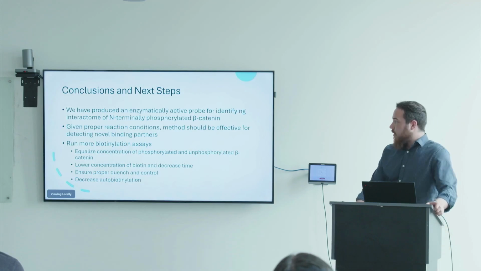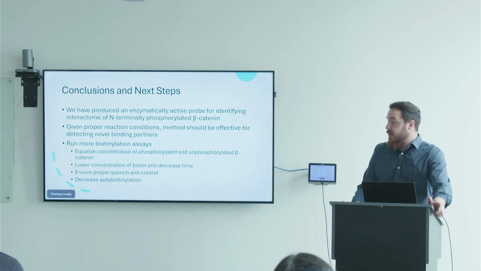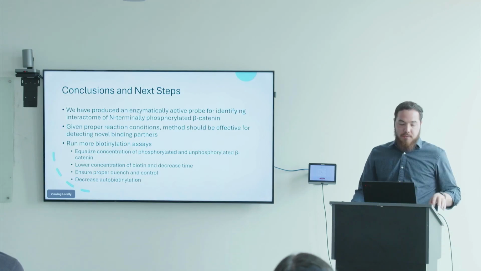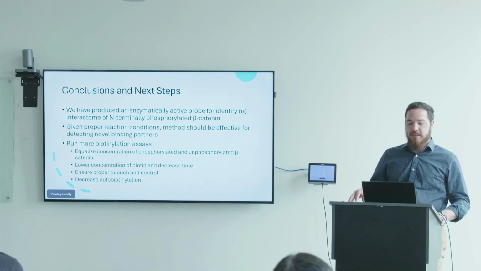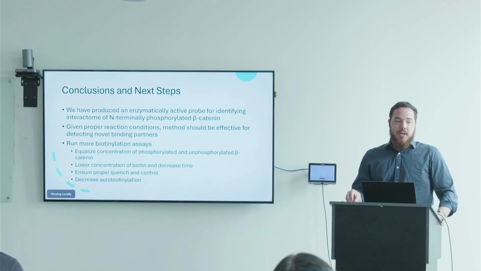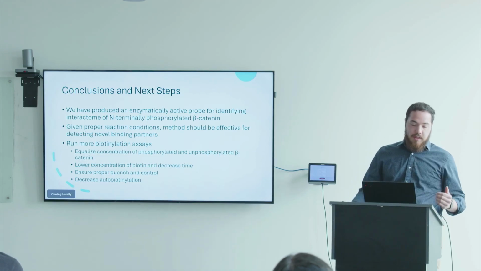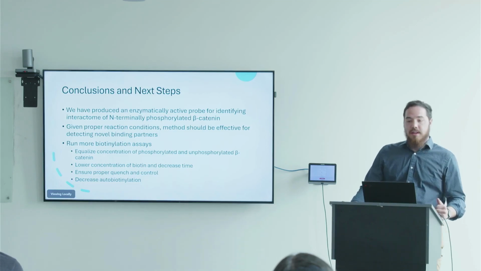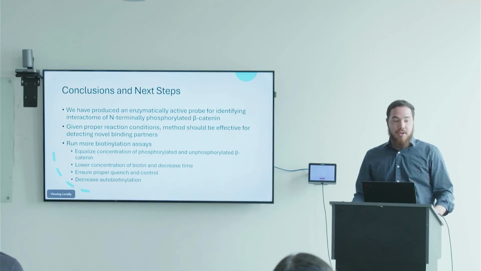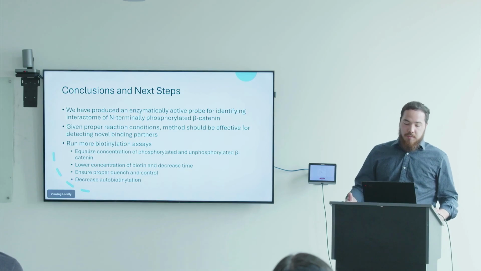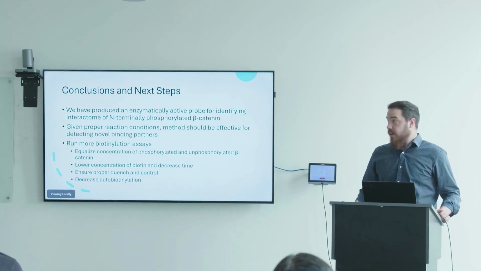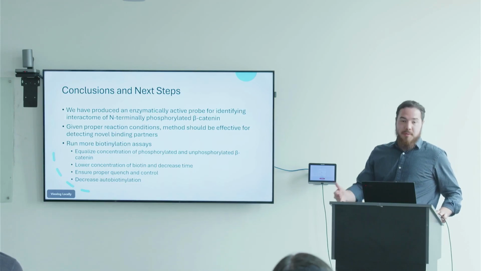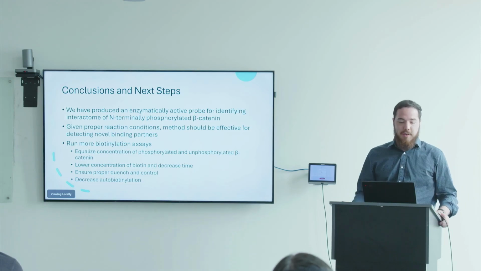So what are my conclusions and our next steps? We have produced an enzymatically active probe for identifying the interactome of N-terminally phosphorylated β-Catenin, and it's chemically defined. We know precisely which residues are phosphorylated, and given proper reaction conditions, this method should be effective for detecting novel binding partners of β-Catenin when it's phosphorylated. So our next steps are to run more biotinylation assays.